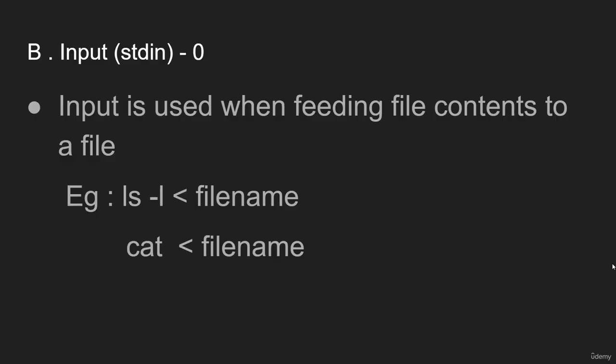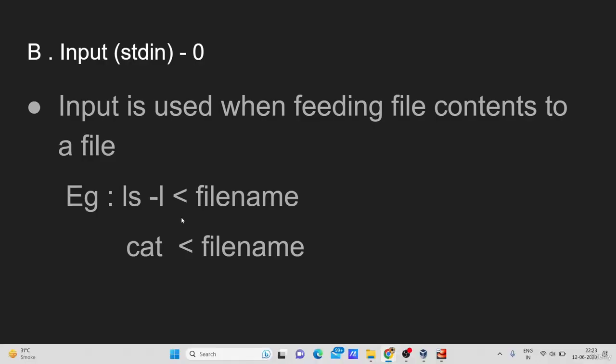So now let's move on to the input. Input is stdin, the standard input, which has the file descriptor 0. So input is used when feeding file contents to a command. In simple words, whichever content is in a file, whatever the file name can be, that content will be directly redirected to the command. For example, here this is a file name which can be anything, xyz. That file's content will be redirected to this ls -l command. Same thing for this cat command also. The file content will be directly redirected to the cat command.